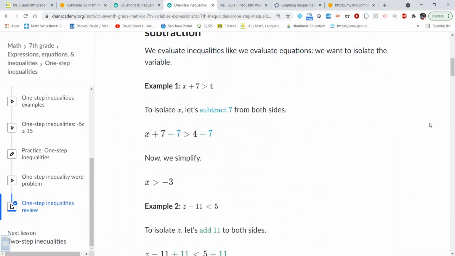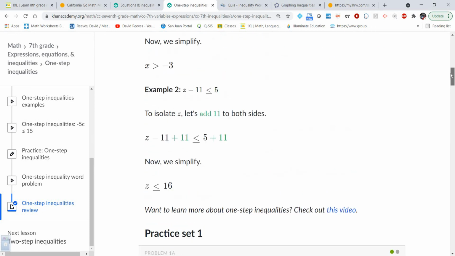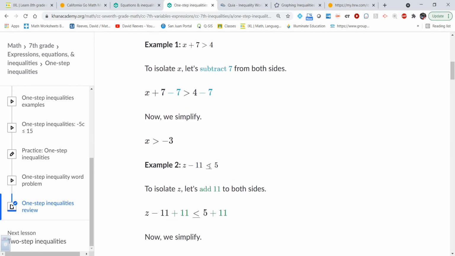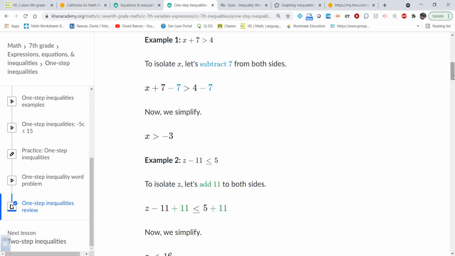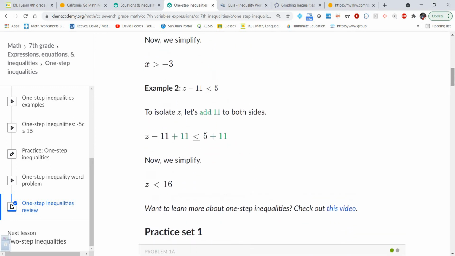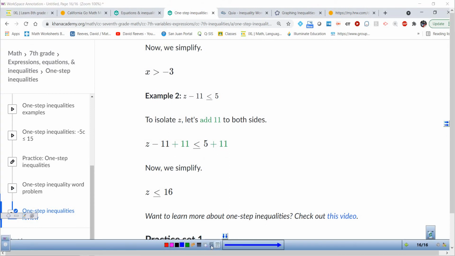All right, what about this next one? z minus 11 is less than or equal to 5. Well, what's the inverse of subtracting 11? It's adding 11. So when we add 11 to both sides, we get z is less than or equal to 16. Z is less than or equal to 16.